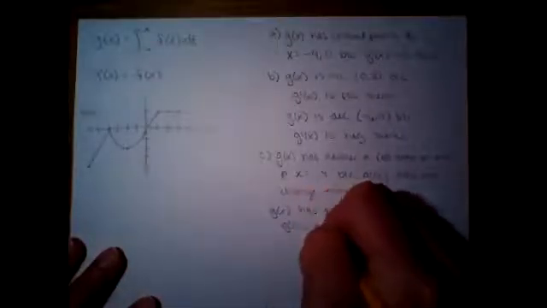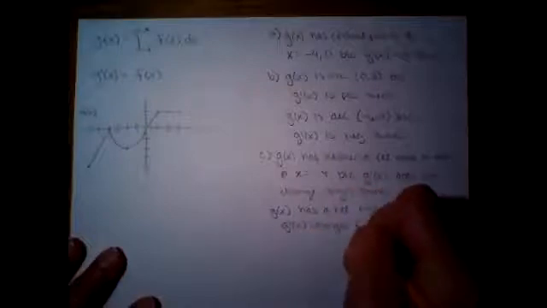Now at 0, we have a change from negative to positive. It goes from below to above. So that means relative minimum. So g of x has a relative minimum at x equals 0 because g prime changes from negative to positive there.